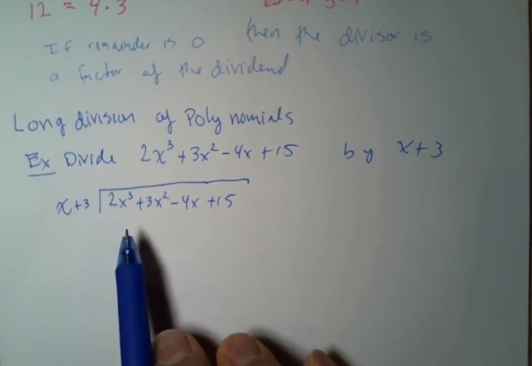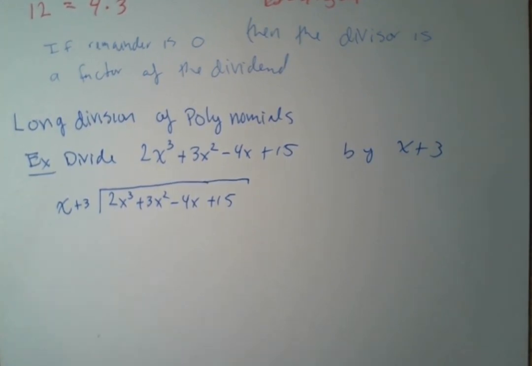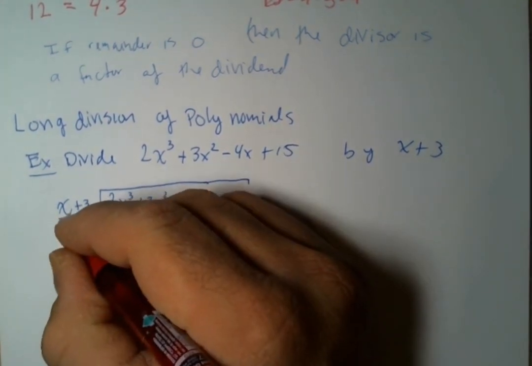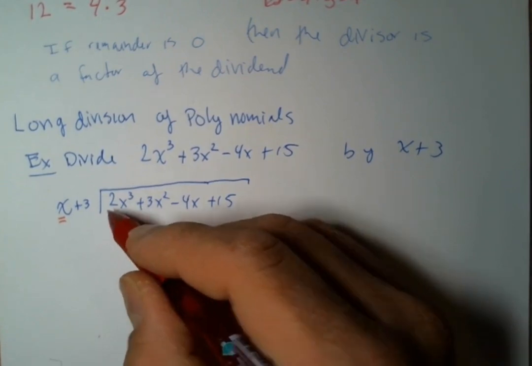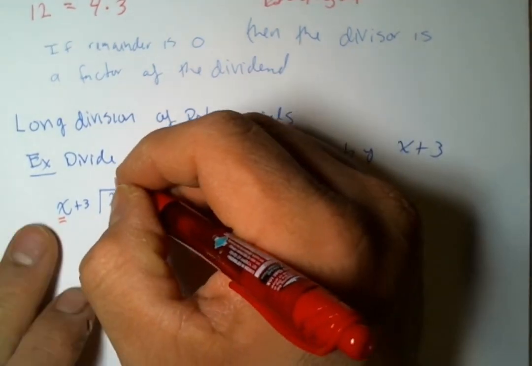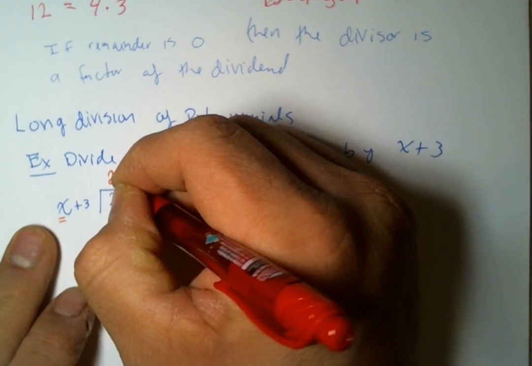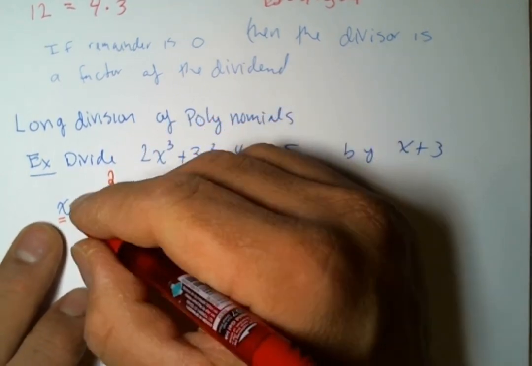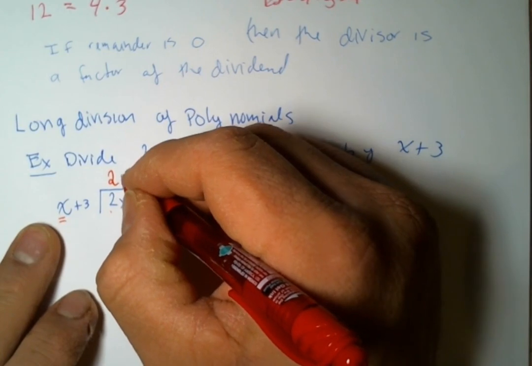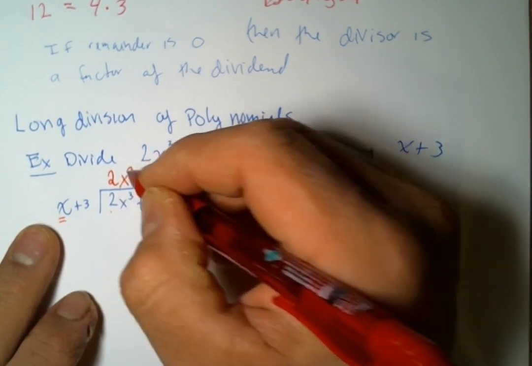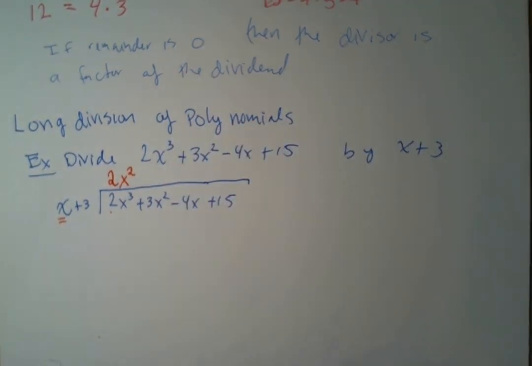Now, in terms of our x values, here I have an x cubed, and this is x to the first power. So what I want to do is match up our first term in our divisor with our first term in our dividend. There's no coefficient of 2, so I'm going to multiply by 2. Now there's an x to the first power here, but I need an x cubed, so I'm going to multiply in 2 more factors of x. Okay, so that's going to be 2x squared.